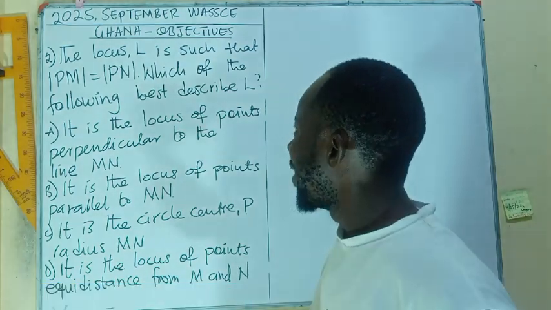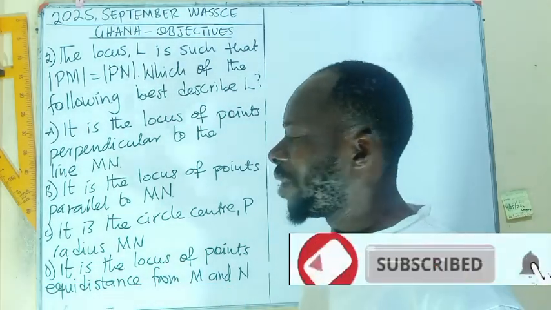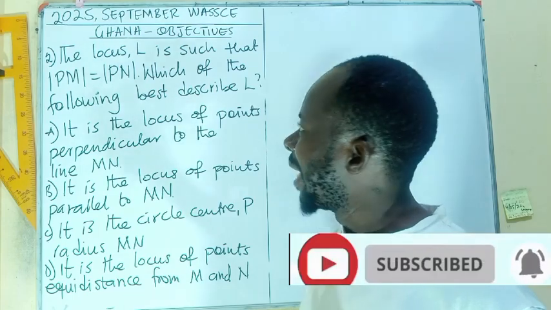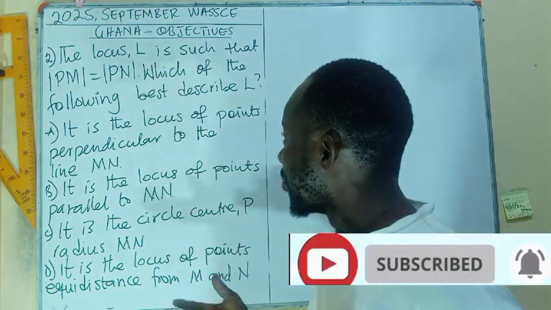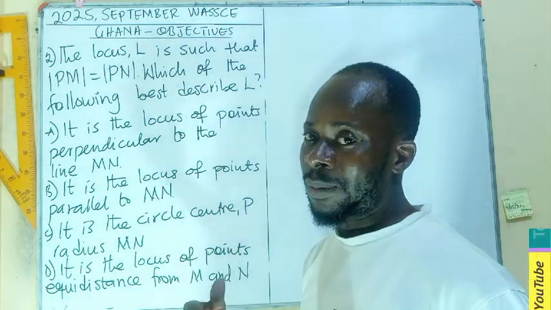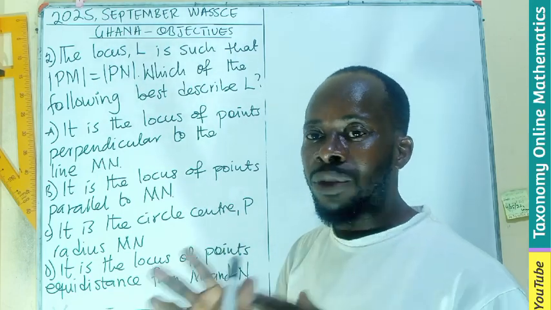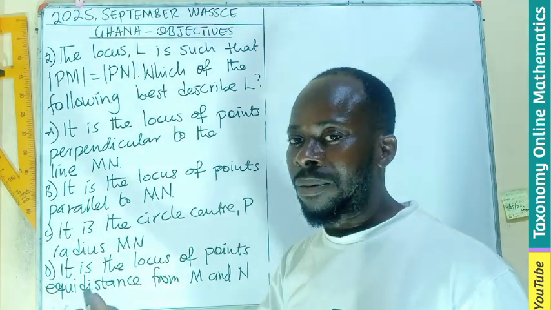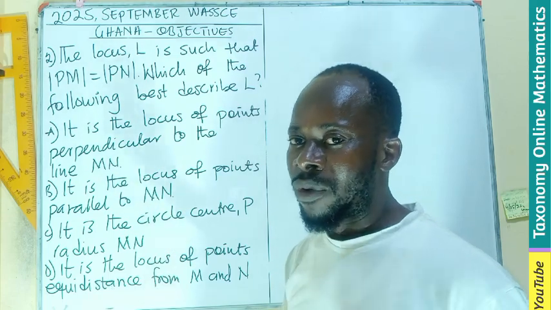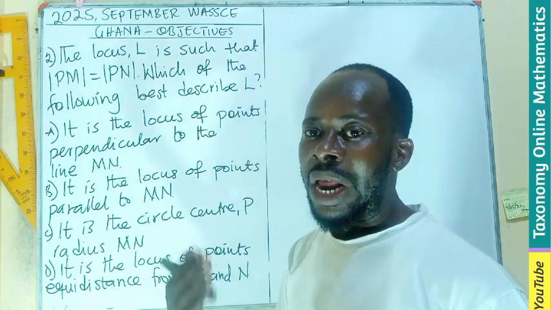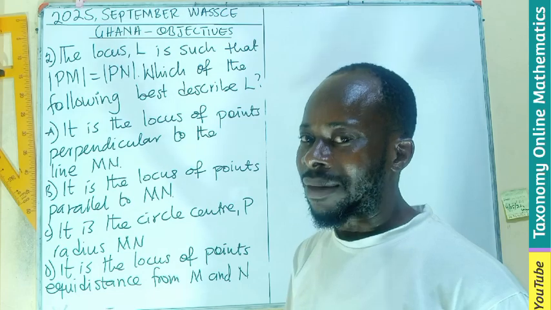The locus L is such that the length of PM equals the length of PN. Which of the following best describes what N is? We can understand this if we understand the topic geometric construction, drawing of perpendicular lines. How do we describe that?